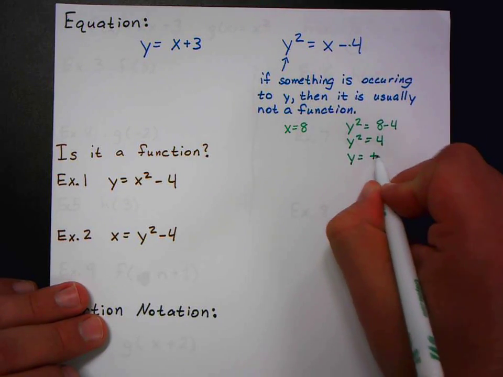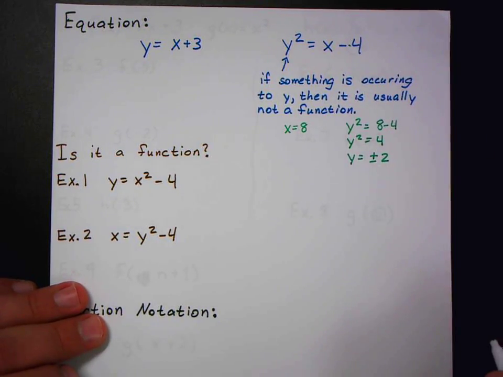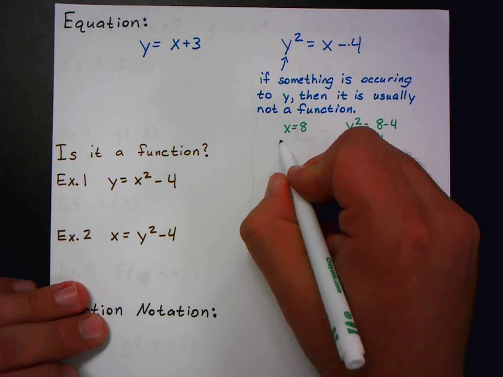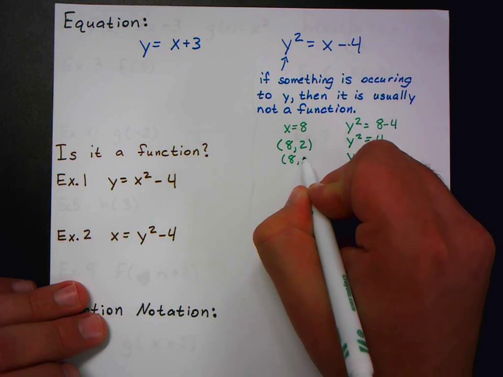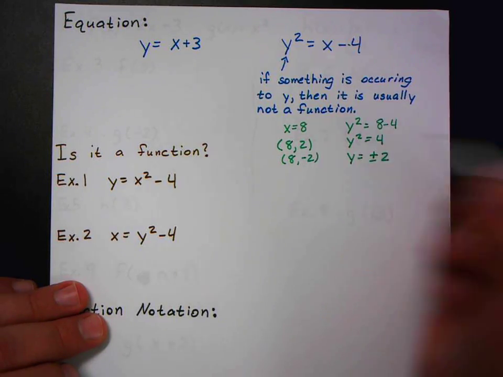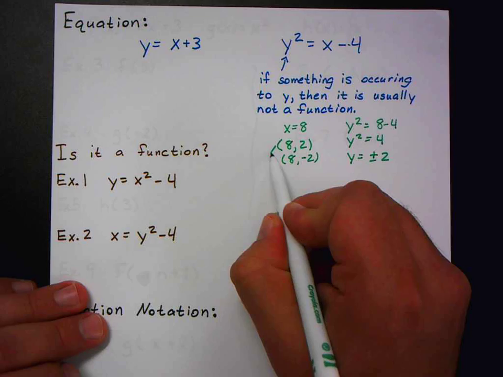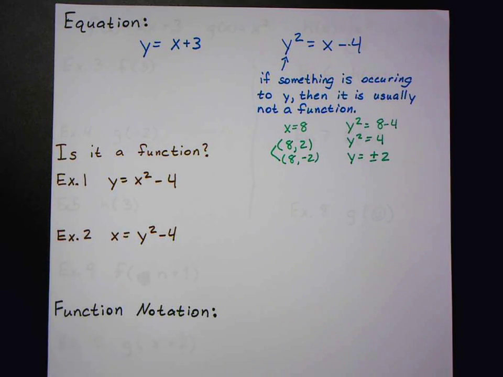So whenever I square root, I get plus or minus 2. That means that I have these two ordered pairs. So this means it's not a function, because I have two ordered pairs with the same x value.